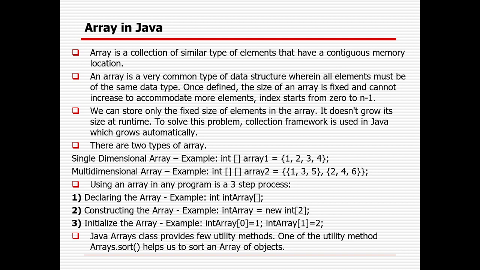Once defined, the size of the array is fixed and cannot increase to accommodate more elements. Index starts from 0 to n minus 1. That is the one drawback of the array. So the array cannot handle this part.